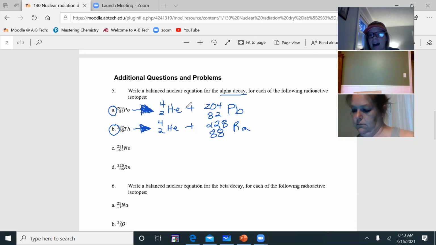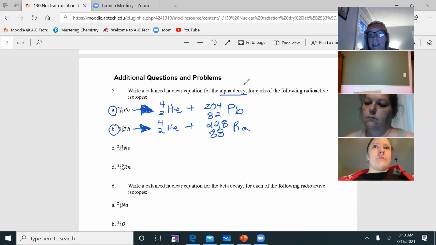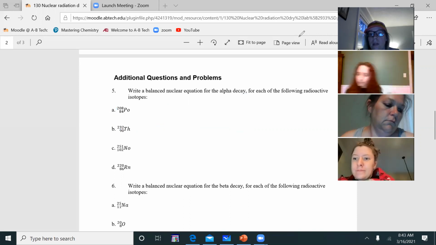You'll feel okay with that. It's not too difficult. It's a different way of balancing, but it's not too hard if you know what an alpha particle is. It sort of becomes a repetitive thing. So you guys good with alpha decay? Cool. Let's move on to beta decay because we've got other particles to talk about.